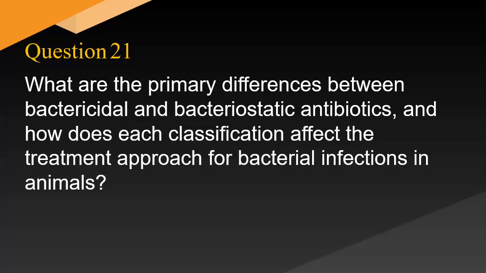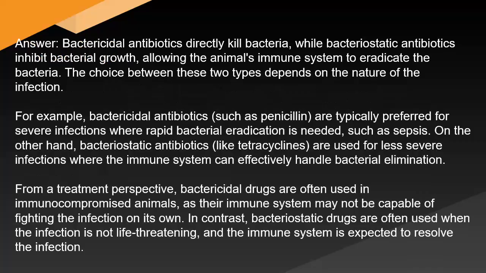What are the primary differences between bactericidal and bacteriostatic antibiotics, and how does each classification affect the treatment approach for bacterial infections in animals? Answer: bactericidal antibiotics directly kill bacteria, while bacteriostatic antibiotics inhibit bacterial growth, allowing the animal's immune system to eradicate the bacteria. The choice between these two types depends on the nature of the infection.